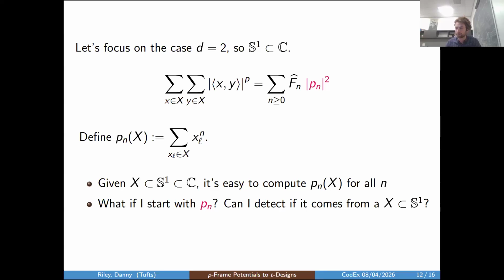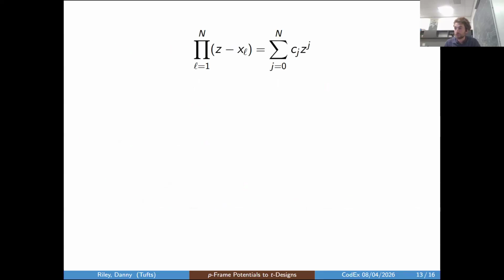Let's try to examine that. So if I start with a configuration X and I want to detect if the points are unimodular, something I can do is write out a polynomial in terms of my variable z for my fixed values of xl, and I get that it's just some expansion of powers of z right here.